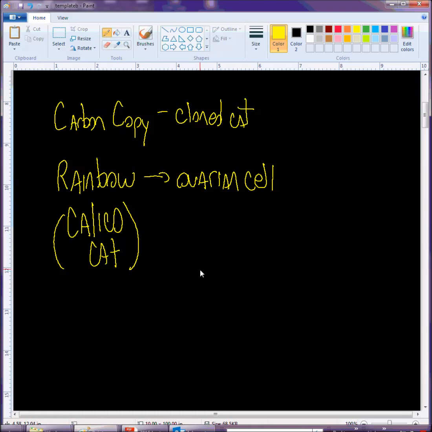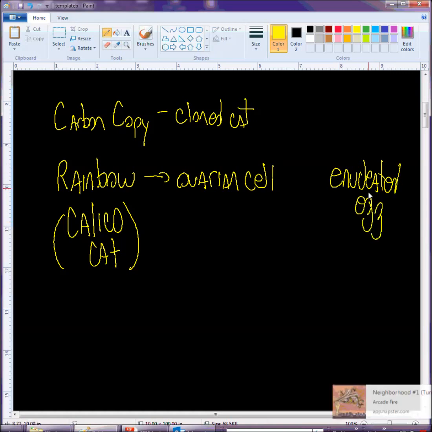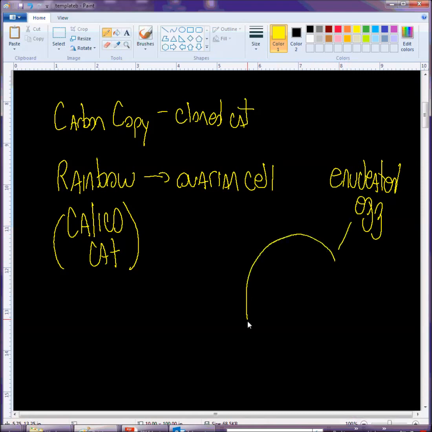Okay, so the diploid nucleus from the ovarian cell was extracted and then injected into an enucleated egg. So they took an egg from another cat, or maybe from Rainbow, I don't know, and they just removed the nucleus and put in the nucleus from the ovarian cell. I don't think it matters what cat this came from, or maybe it does. Maybe we'll see that in a second. So enucleated egg, no nucleus in there, but we take the nucleus from Rainbow here.